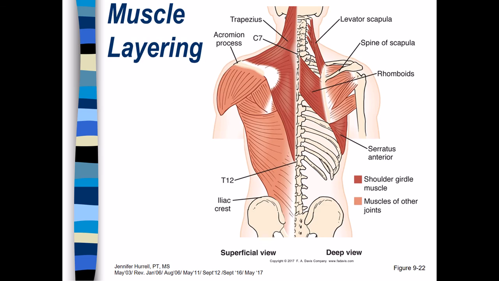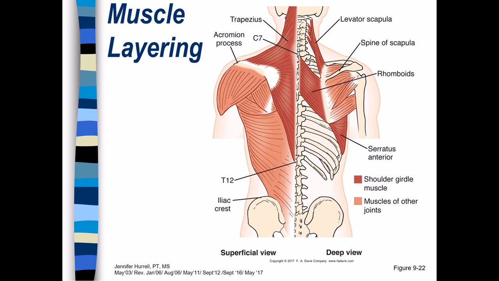So a couple pictures on muscle layering. We looked at some of this already in the muscle videos, but the superficial muscle is going to be the traps, upper, middle, lower trap. If we resect that superficial layer, then we look over here to the right side and we see the deeper muscles. What muscle is this one?